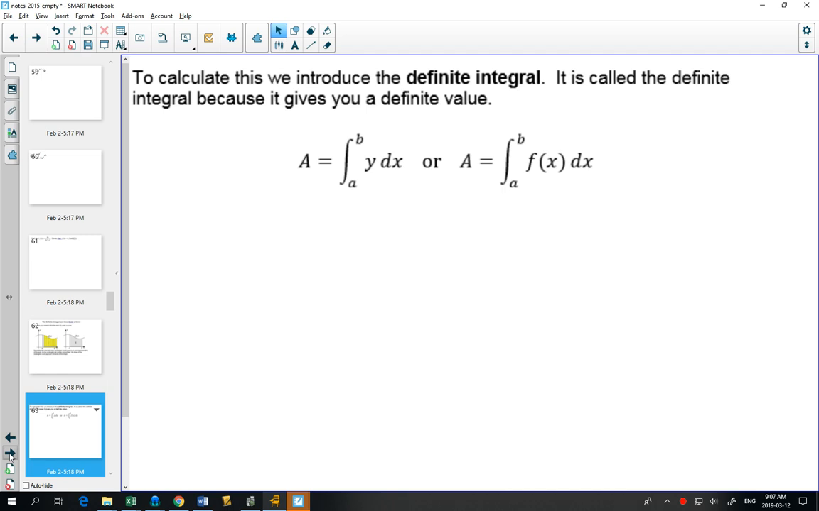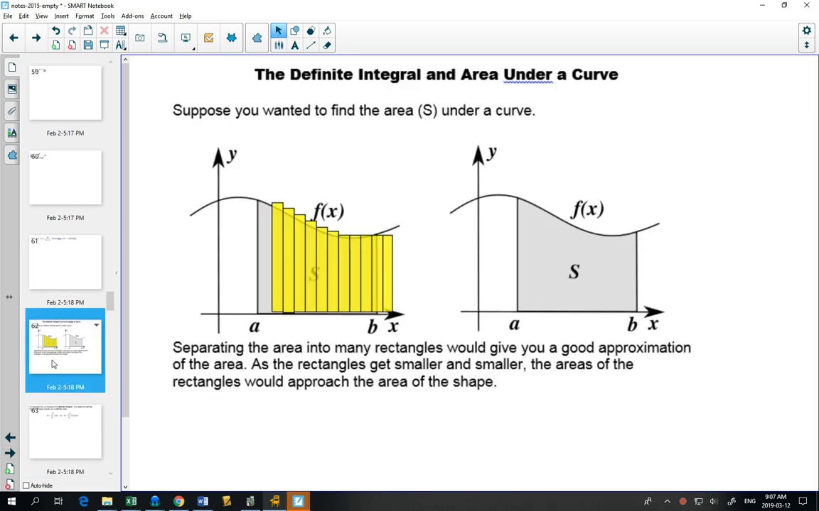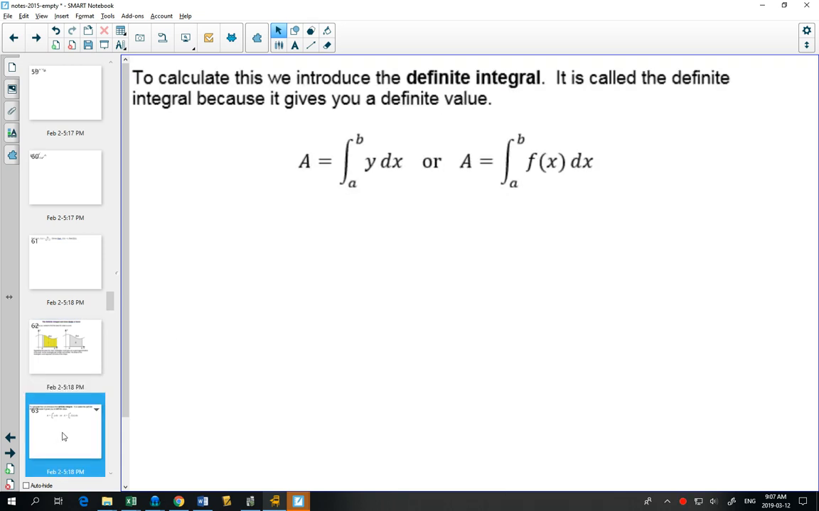And the way that we can calculate that area is by finding the integral between the two values. So here we have an a and a b value saying I want to find the area bounded from a to b under that curve and the positive x-axis. And we can find that by taking the definite integral. The area will be the integral of that function from a to b.